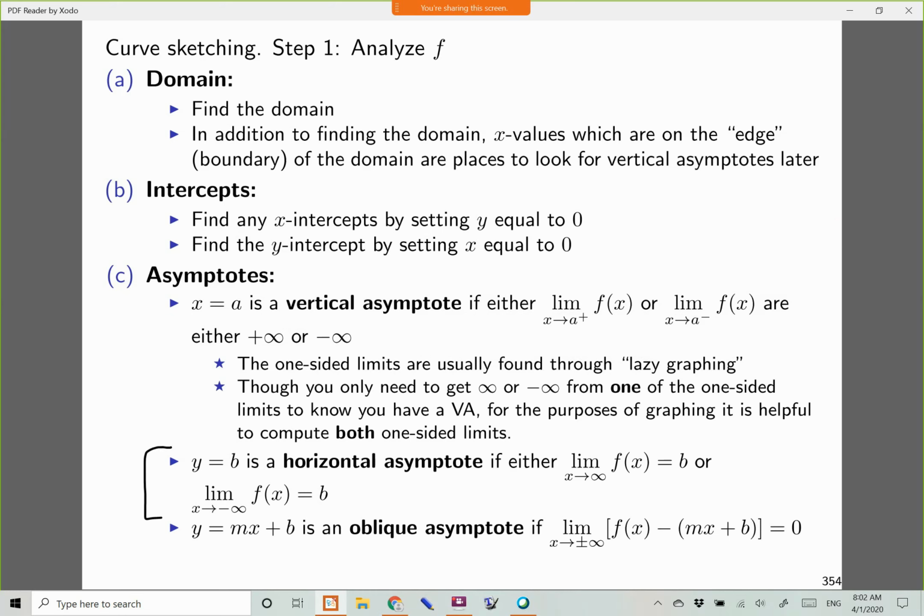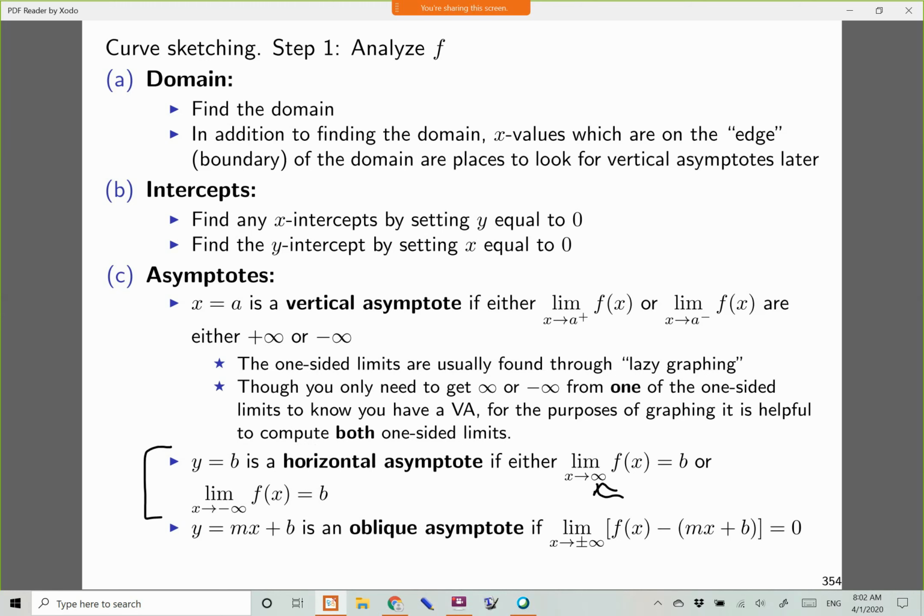This is also a bit of review. Again, it was a while ago, so we will actually practice this on an actual example. But y equals b, y equals a fixed number b, is a horizontal asymptote if the limit of your function as x approaches infinity is equal to b. This other limit is also a possibility, but I would just say if you focus on the limit as x approaches plus infinity, we'll be fine.